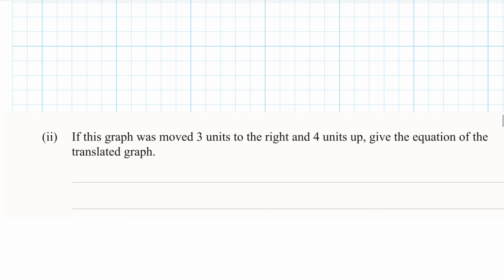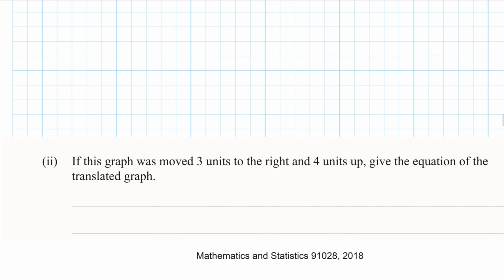So the second part of the question says, if the graph was moved 3 units to the right and 4 units up, give the equation of this translated graph. So basically what it's saying is it's going 3 units to the right and then 4 units up.